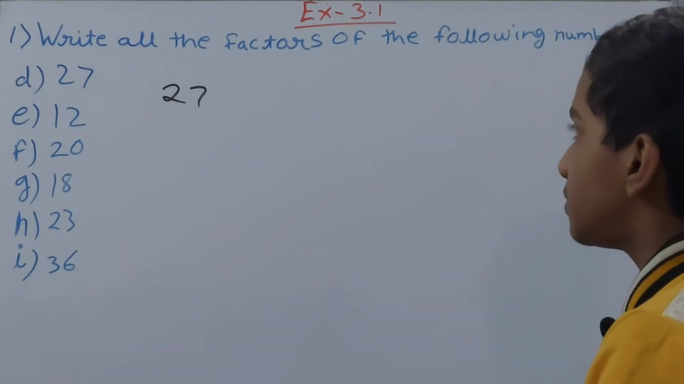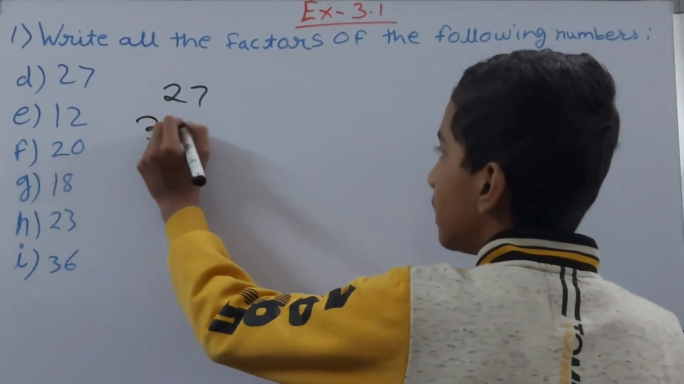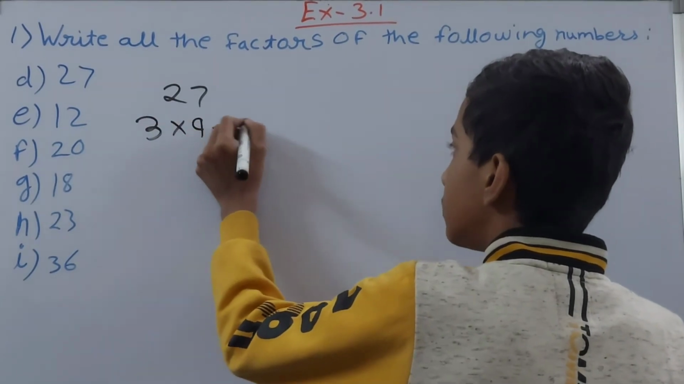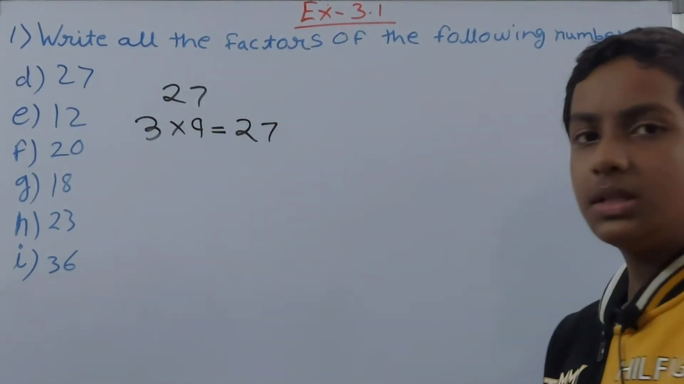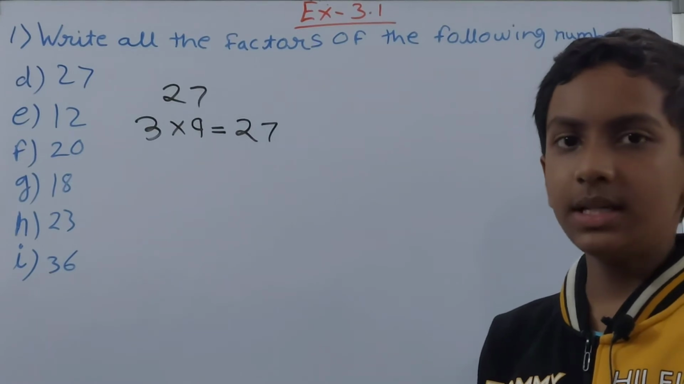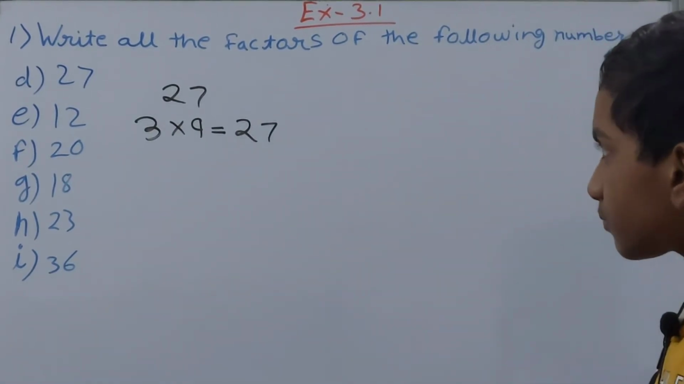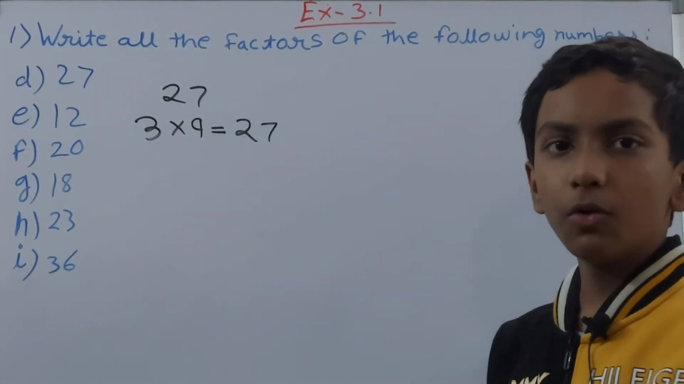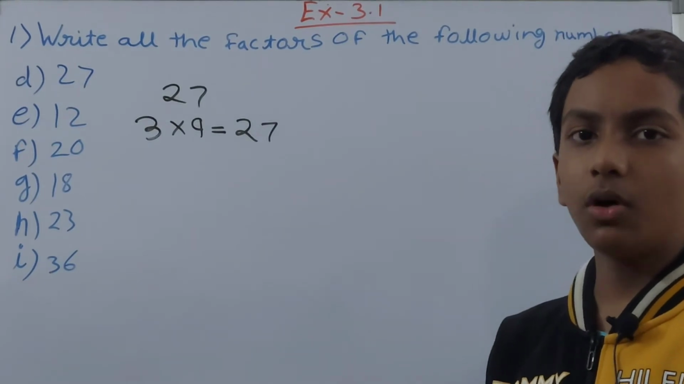Then 3, if you see 3 into 9, 3 9s are 27. So we are getting 27. So 3 is also a factor of 27, right? Then next we have 4. 4 you can see, again it will not go. Why?